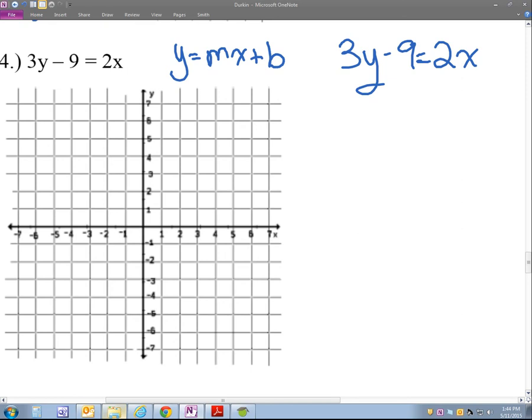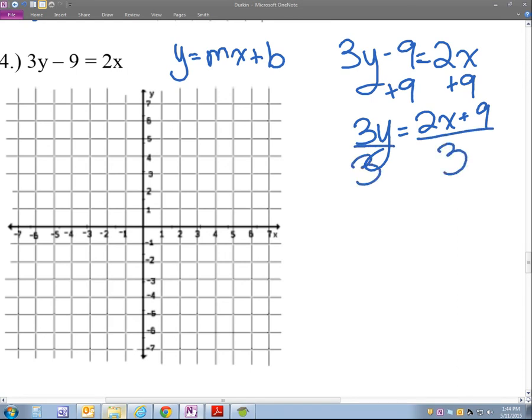So, first thing I'm going to do is backwards order of operations. Add 9 to each side. This is a two-step equation. I have to do order of operations backwards. That gives 3y equals 2x plus 9. Then I have to divide both sides by 3, because y is being multiplied by 3.